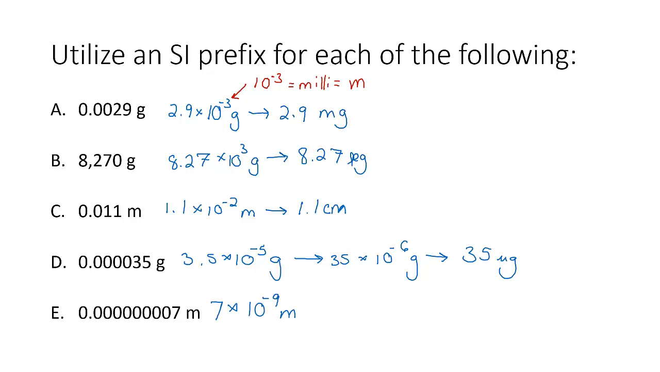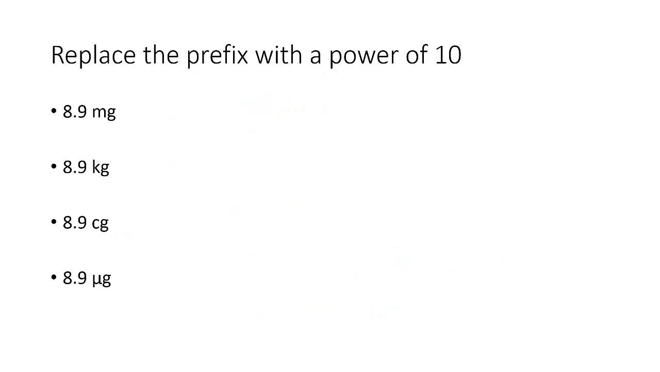So with this last one, it's a small number, lots of zeros though, so that becomes 7 times 10 to the minus 9, which is the same thing as saying nanometers.